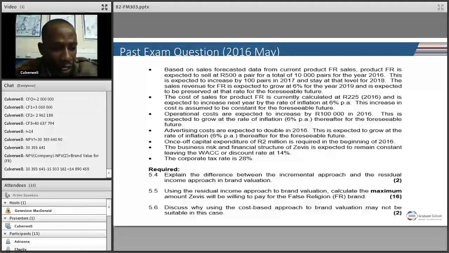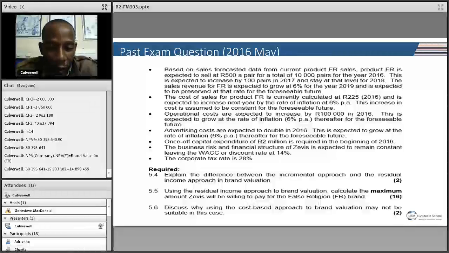And then question 5.6, which is the last one, says discuss why using the cost-based approach to brand valuation may not be suitable in this case. Remember, FR is a company that is our competitor. Trying to get the cost figures that they incurred in building that brand could be impossible. So using information that is not accurate, when you try to project cost figures, it goes without saying your figures are going to be wrong from the onset. So it was never going to be possible to use the cost-based approach to brand valuation.